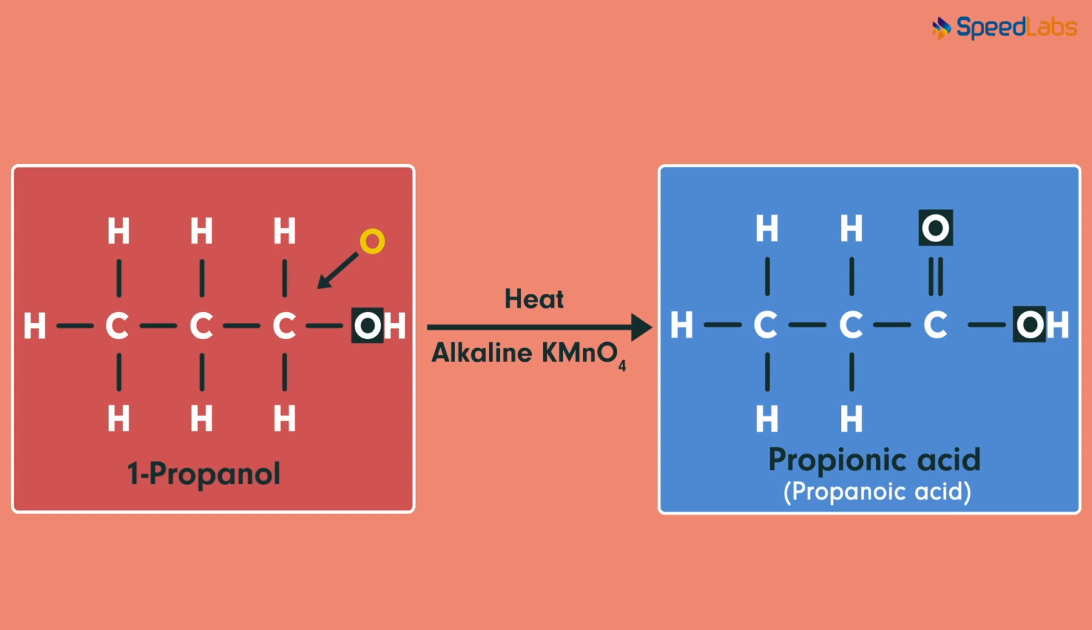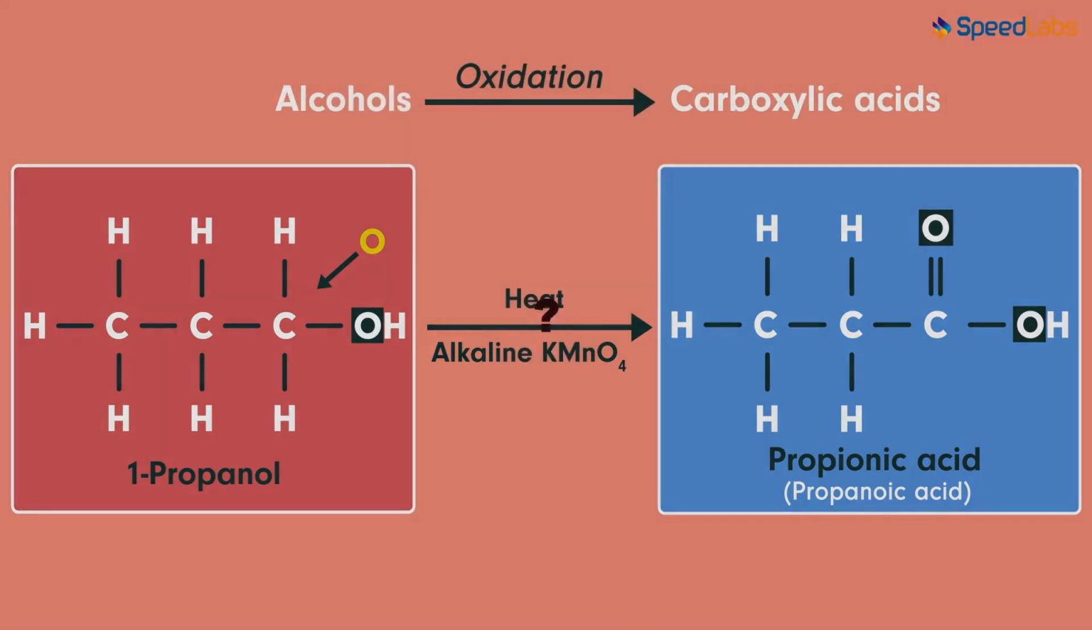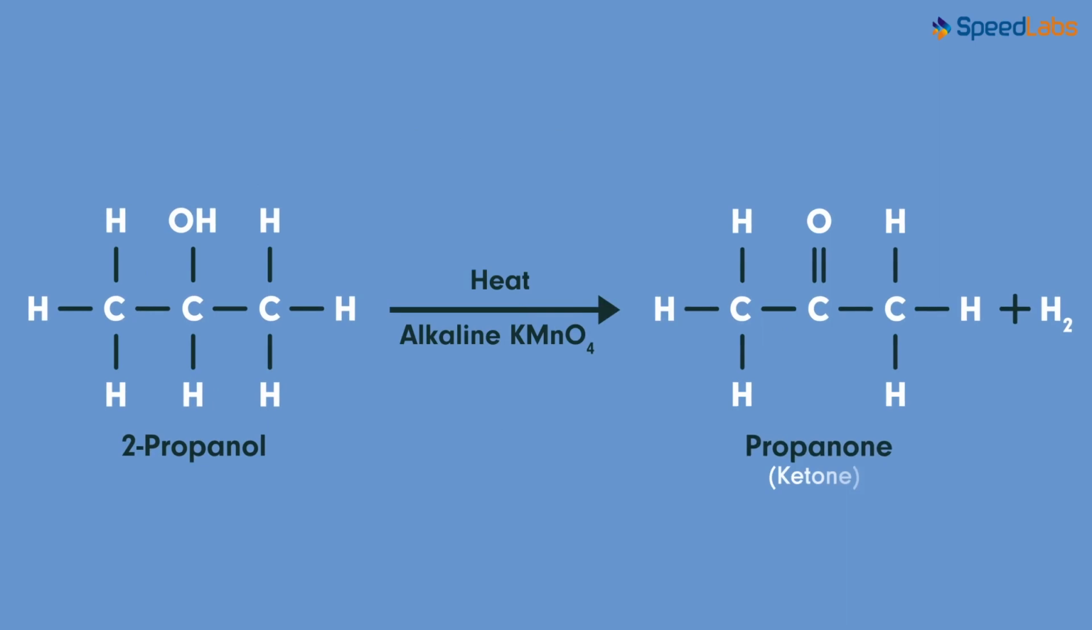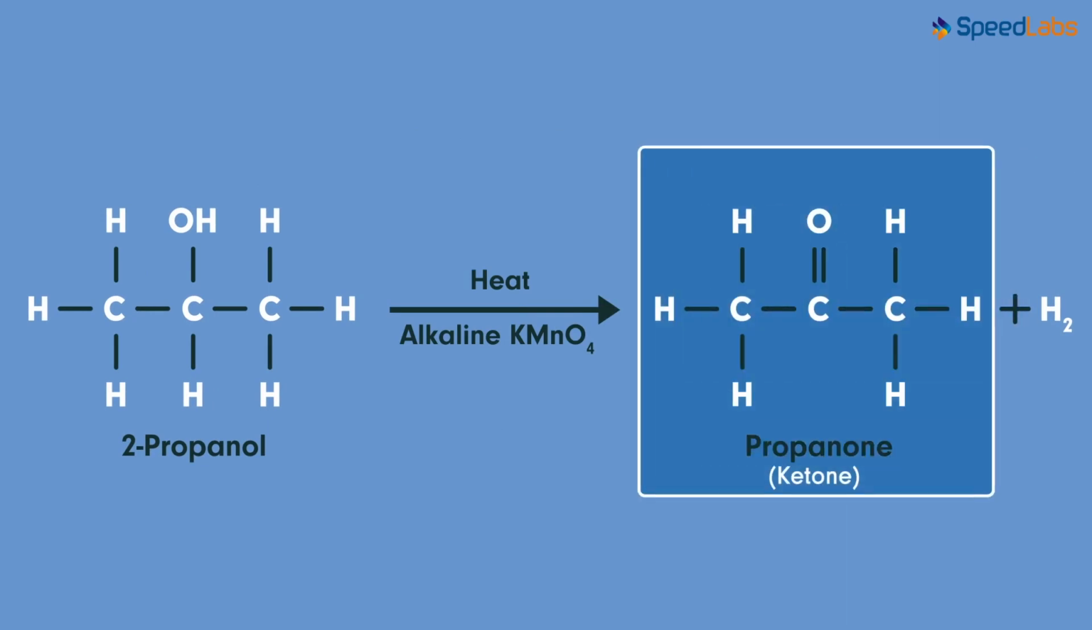So do we always obtain carboxylic acid with oxidation of alcohols? Let us check this out with another example. We take 2-propanol now and oxidize it. Look at the product now. The product obtained is not an acid as we expected it to be. Instead, it's a ketone.